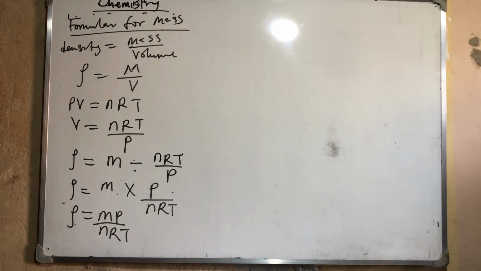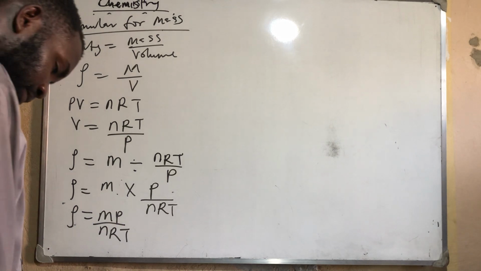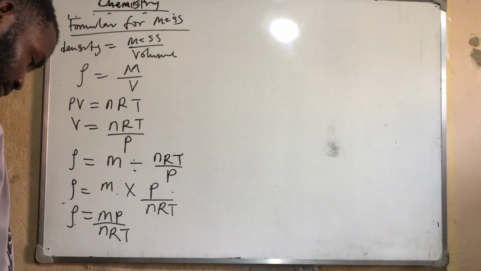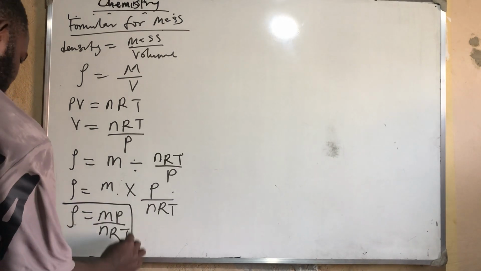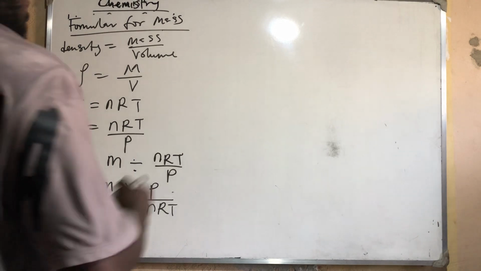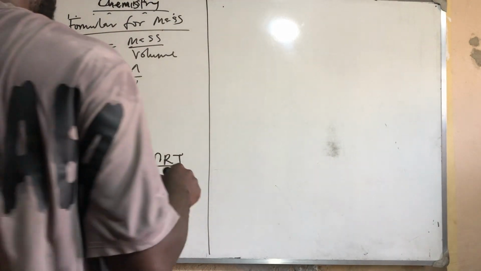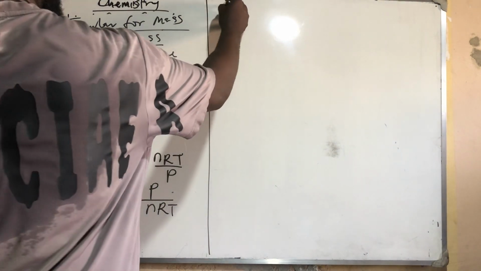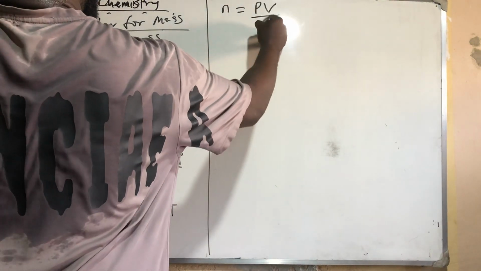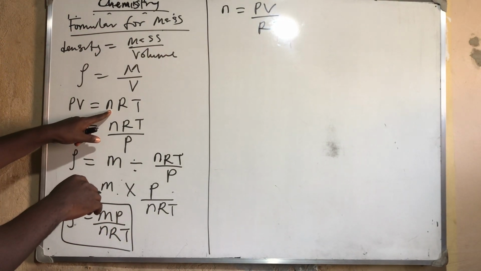If you look at this now, you will see that this is mass over volume. This formula is very powerful. Please, you need to know that density is equal to mass over number of mole times RT. This is a very powerful formula. But we know that the number of mole is equal to PV over RT.